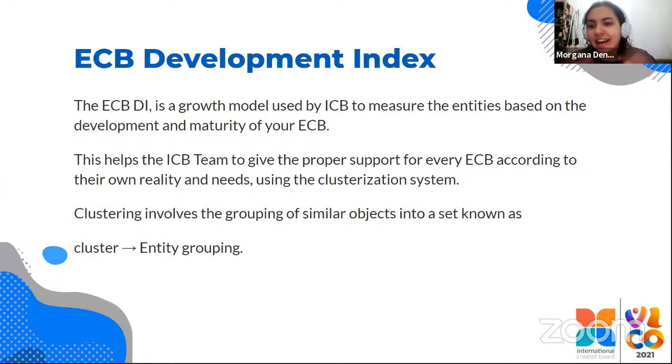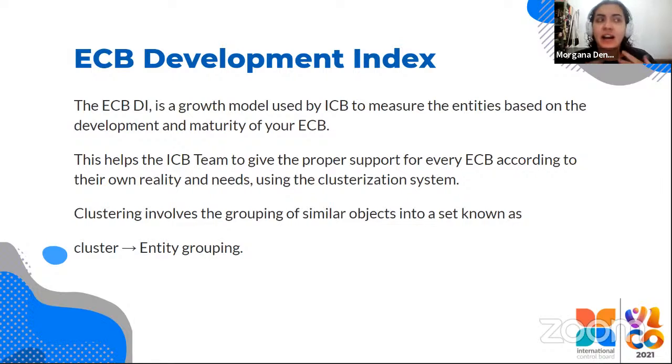Remember, when you're at an entity level, you have the organizational development model, the OD model. So the development index is basically the OD model that we from ECB use. And it helps us, from the ICB team, to give support to each entity according to their needs. Because according to the clusterization system, we can understand better where the situation of that entity is and which is the path that we can provide for them to lead them to an entity that's fully compliant.